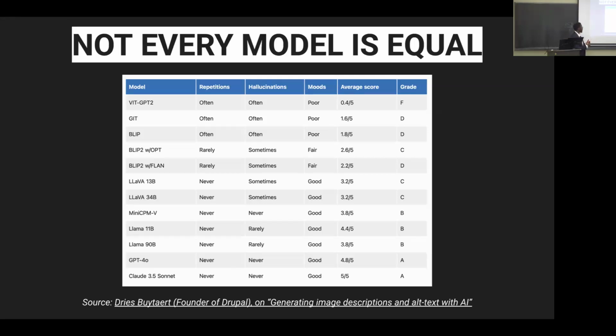I think in this study, you call it a study, but really it was just him on a weekend. What he did is he took an image, put it in the model, got the alt text, and tried to see how often it was hallucinating, how often it was repeating, and how he would score it on a scale of bad to good. Again, I linked it here, so you can go directly to his blog post and take a look at it. But you'll notice all these different studies have different results, right? So this is just to say that not every model is equal.